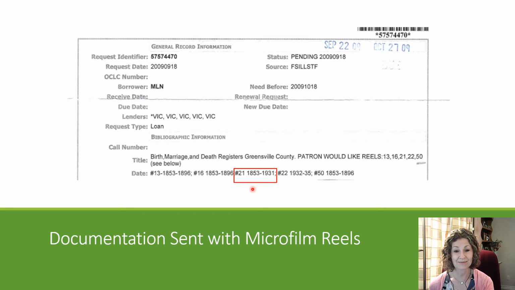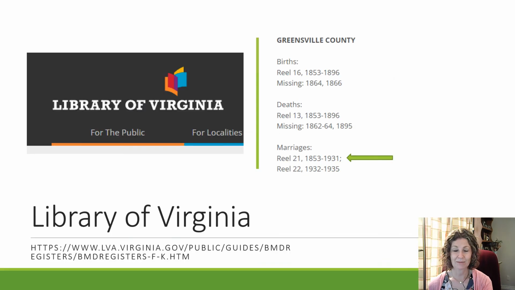Now, can we check this? Well, we can. Often, places like the Library of Virginia now have a digital website, and we can go see if there's more information there about the source. So on Library of Virginia's website, when we look at the BMD registers, we see that it is broken down by the births, deaths, and marriages, and indeed, Reel 21 for that same date range of 1853 to 1931 is what we are looking at. So we can feel pretty secure that this is the correct reel to cite in our source citations.